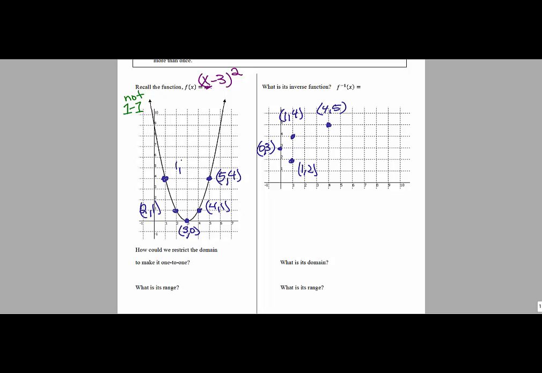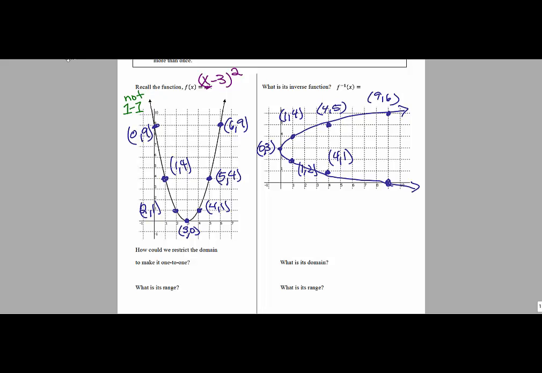But it also has the point (1, 4). So the inverse would be (4, 1). And let's do one more point. That would be (6, 9). So over here we have (9, 6). And (0, 9) would become (9, 0). So the inverse would look like this. Switching around the x and y values, this would be the inverse.